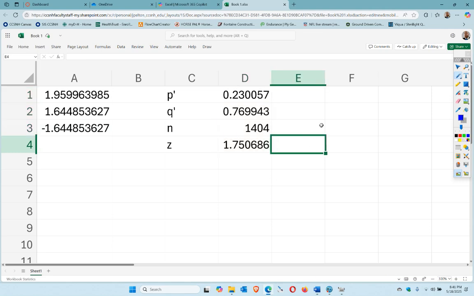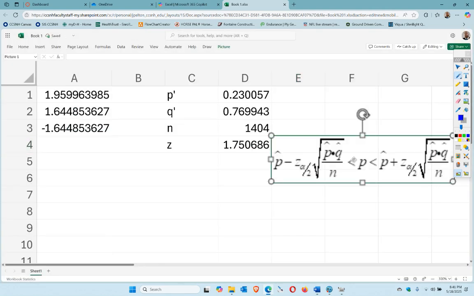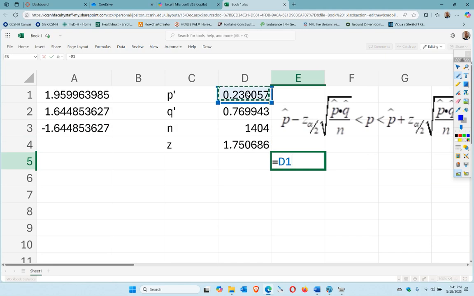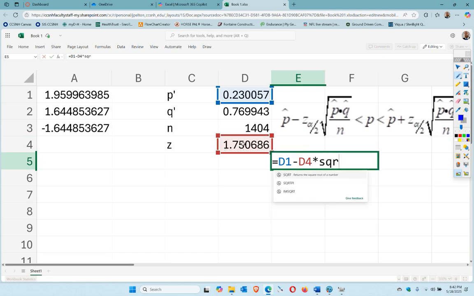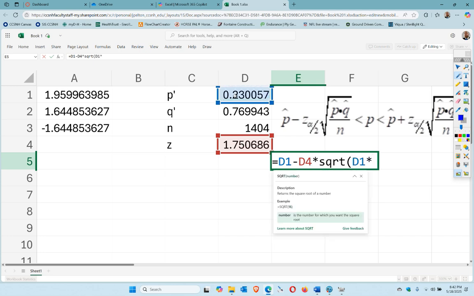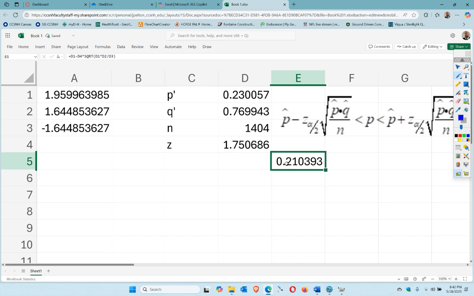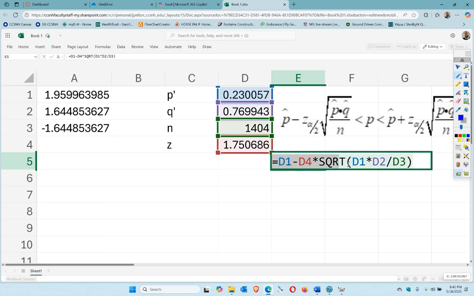Just so you can see it as I work with it, basically. There we go. Okay. All right, so equals the point estimate, which is a proportion sample, minus the z-score times the square root of P times Q, success and failure sample, divided by the sample size. Enter. So I'm going to copy that now. Copy that.